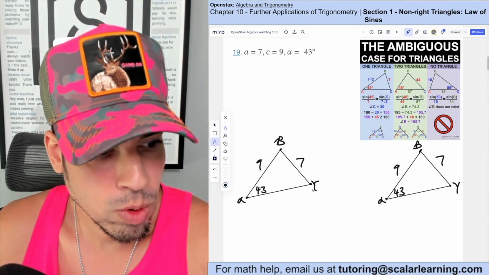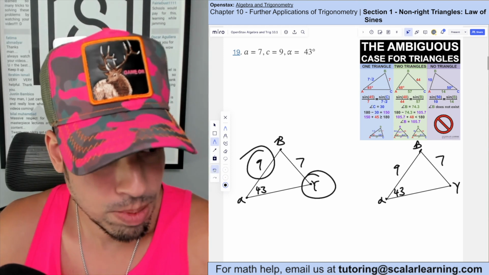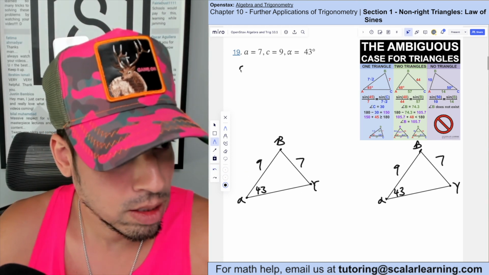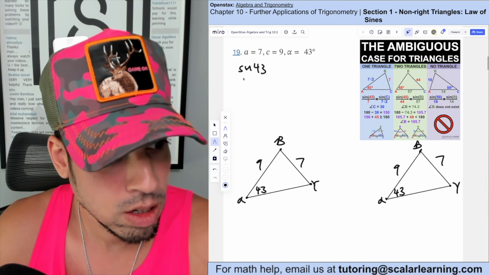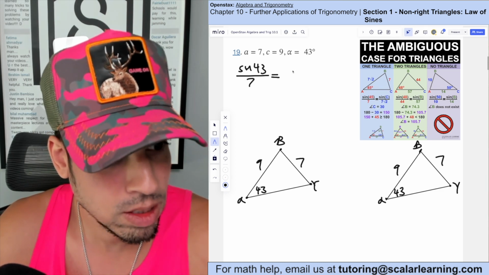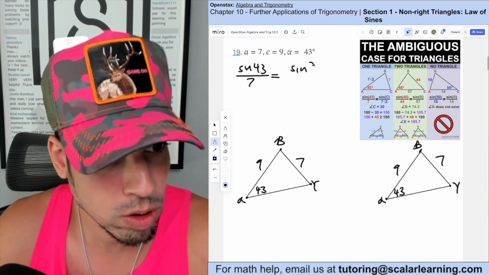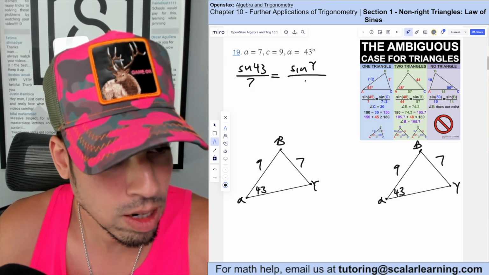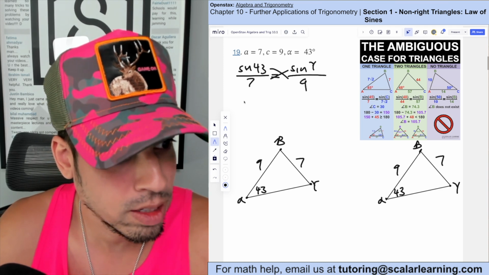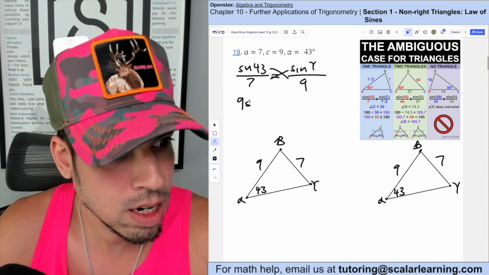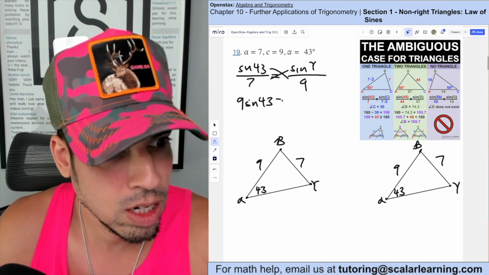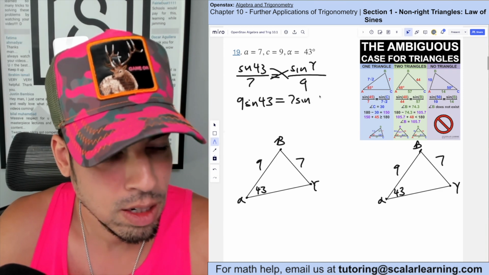All right, so for the first one, we're going to solve for gamma because it's opposite the known side. And so we have sine of 43 over its opposite side, 7, is equal to sine of gamma, which we don't know, over the opposite side, which is 9. Now we're going to cross multiply like so. We get 9 sine 43 equal to 7 sine gamma.